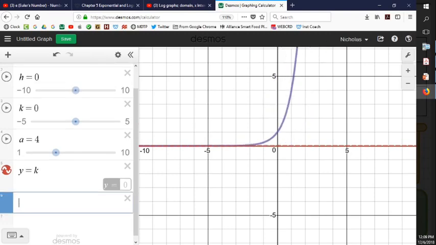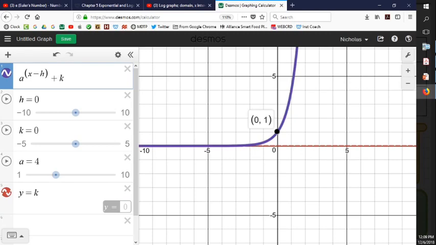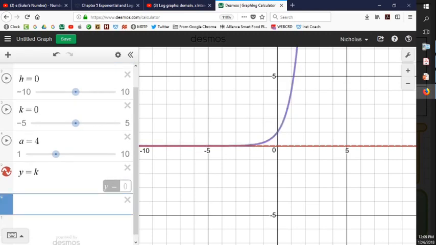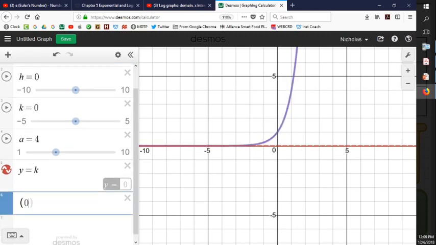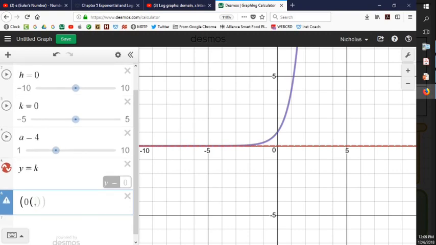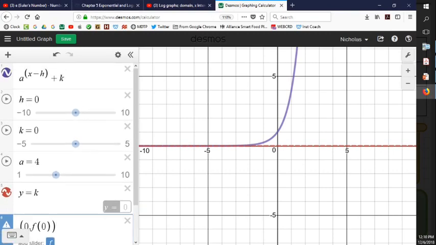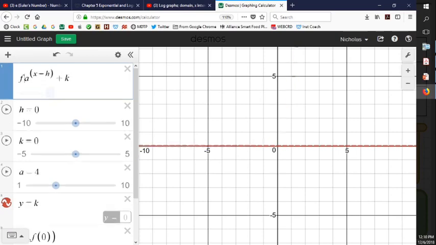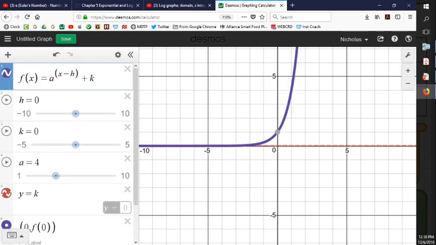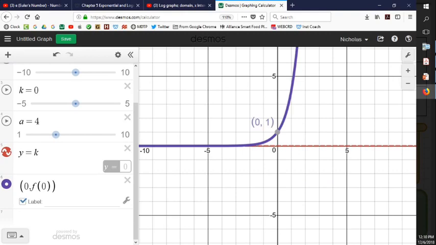I forgot to tell you guys one more thing. You guys see this point right here? It's a very important point. On exponential functions, that point is always there. Actually, I don't think I defined the function. Whoops. I got to define this as f of x. So I go f of x. There you go. What is that point?